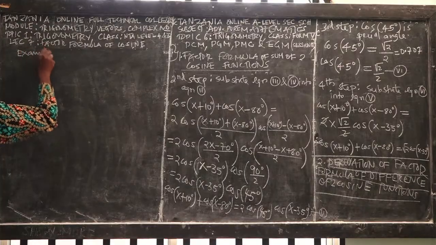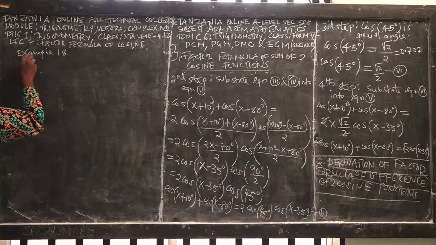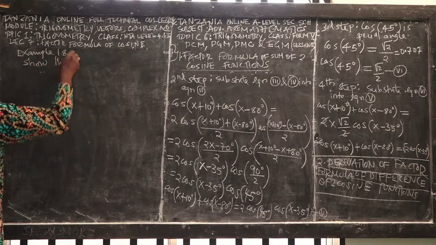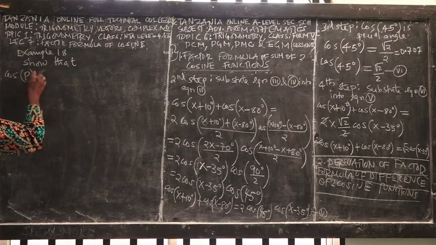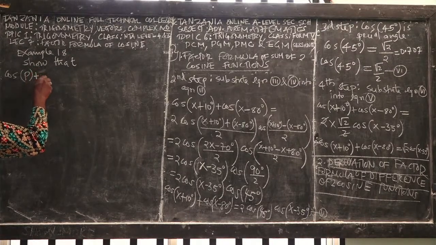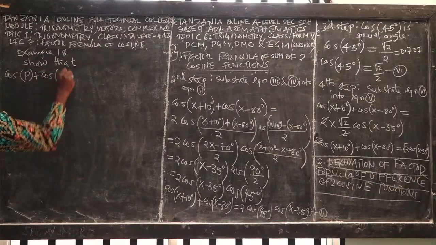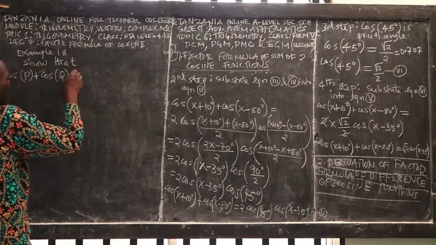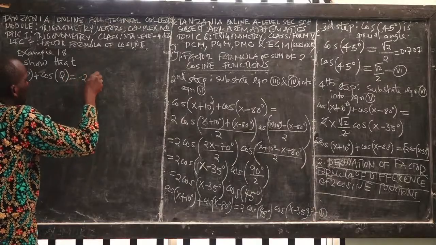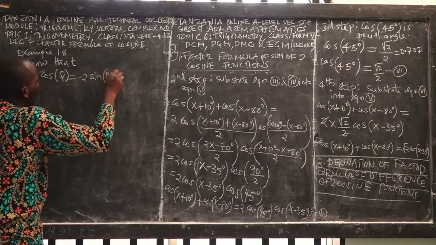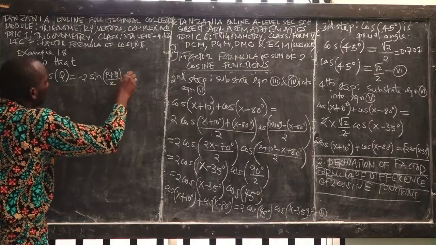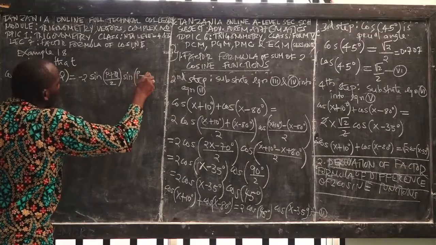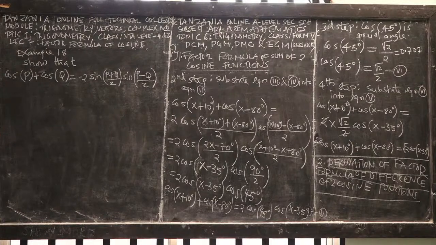Hii itakuwa example 18. Swali linakaa hivi: show that cosine of p plus cosine of q, ila p na q ndo international, the universal symbols, is equal to 2 sine of p plus q over 2, then sine of p minus q over 2. Kwa hilo ndo swali ambalo tumeambiwa tuonyeshe.